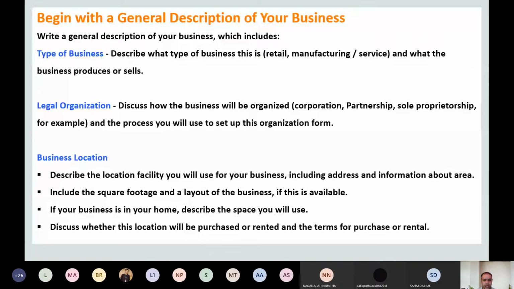Whether you're going to start the business in a mall, a big office space, or it's going to be a farm oriented business, or whatever it is. You have to mention the area, or the fixed area from where you will operate. That is very, very essential.